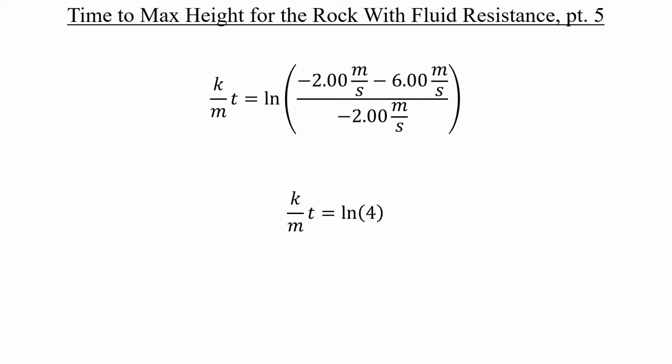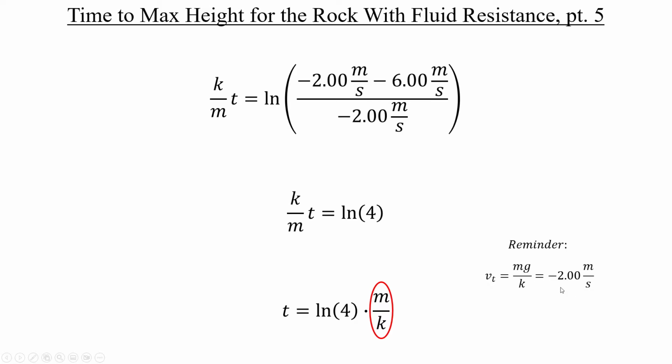Remember that we want to get an expression for t, so let's divide out this ratio on both sides to put m over k on the right. But now the question is, well, what is m over k? Here's a helpful reminder. Earlier, we said that mg over k is the expression for our terminal velocity, which we were told is 2 meters per second, but it's negative because of our coordinate system setup.